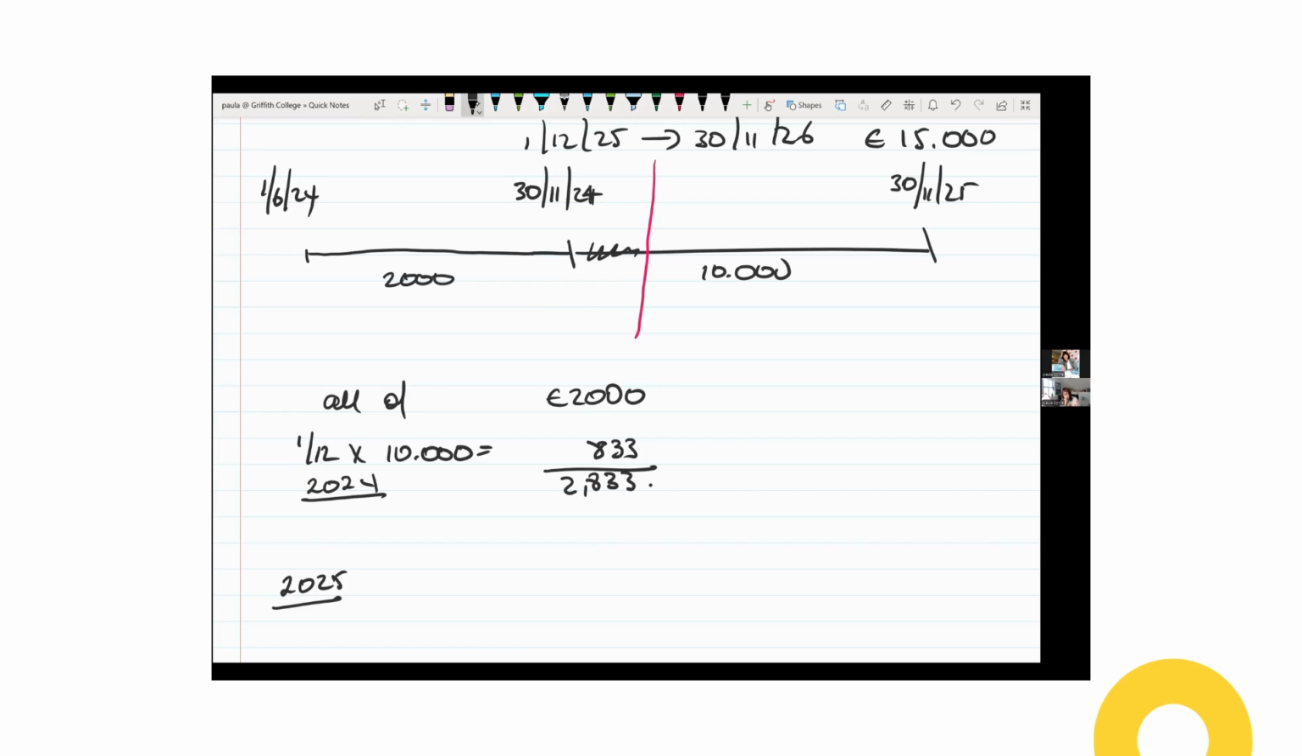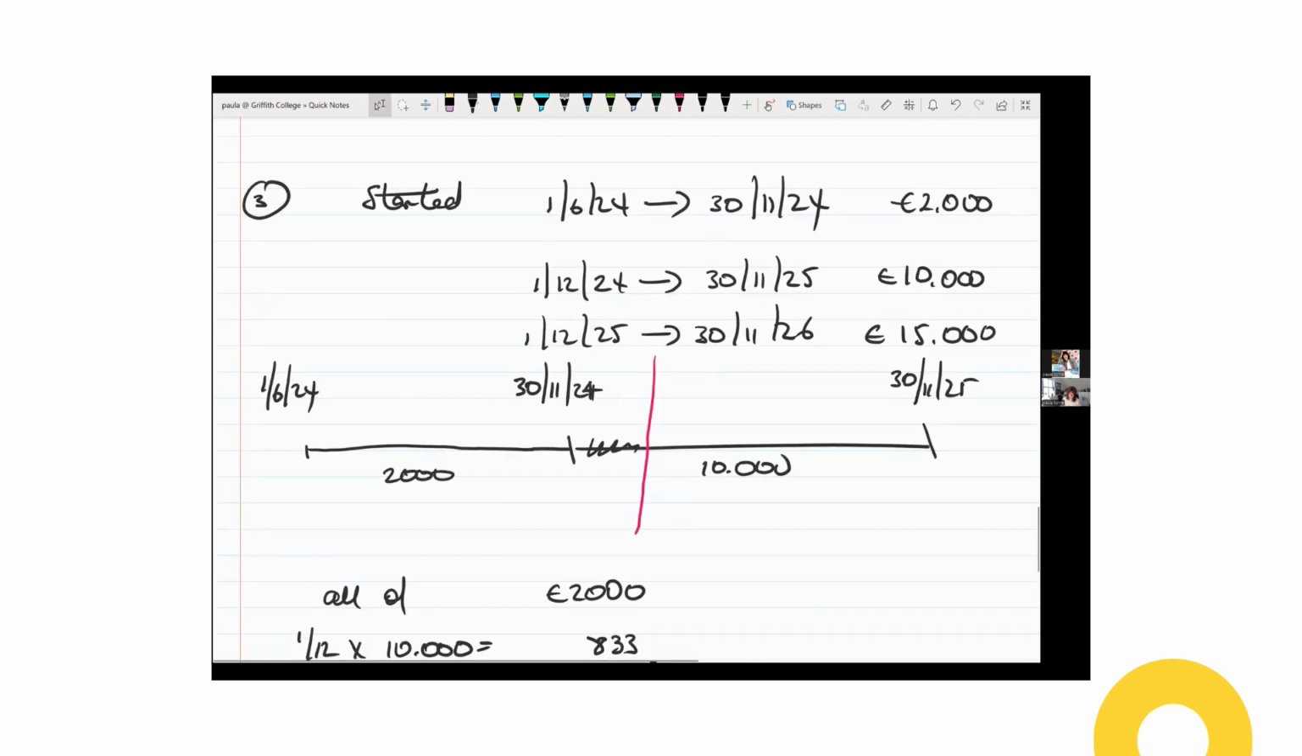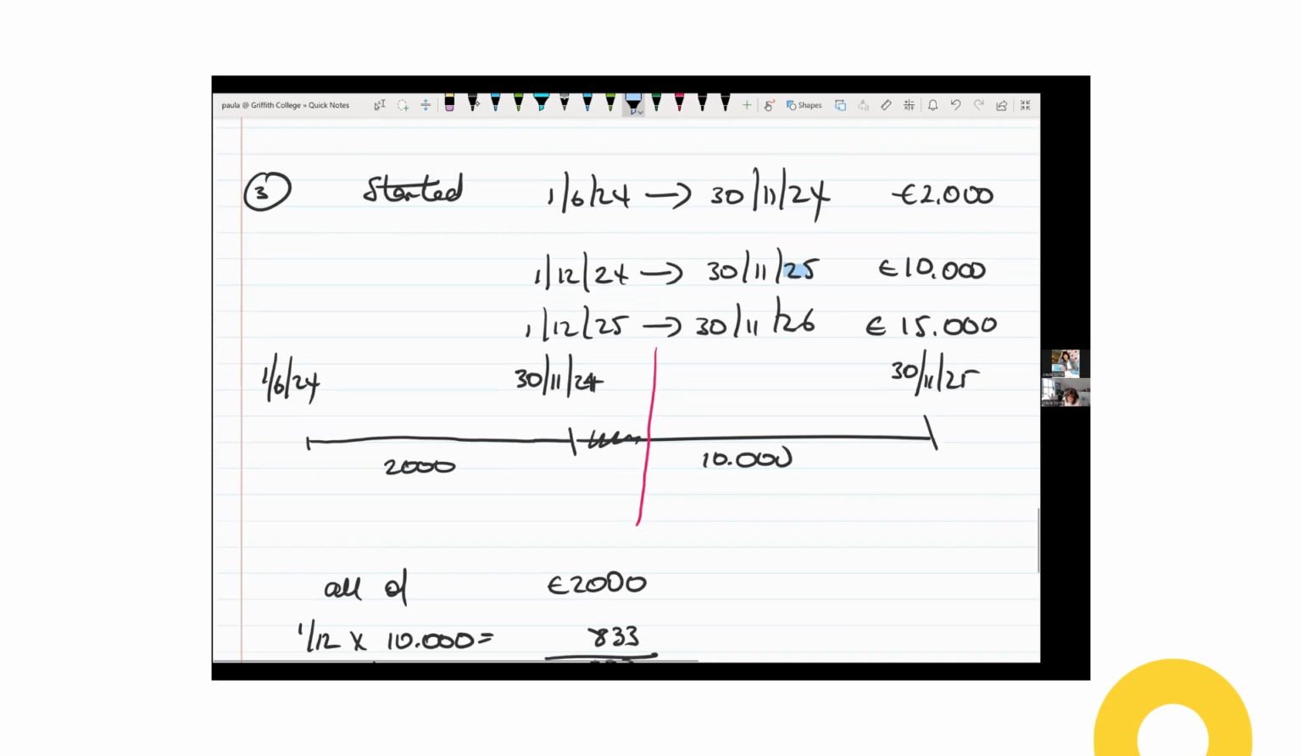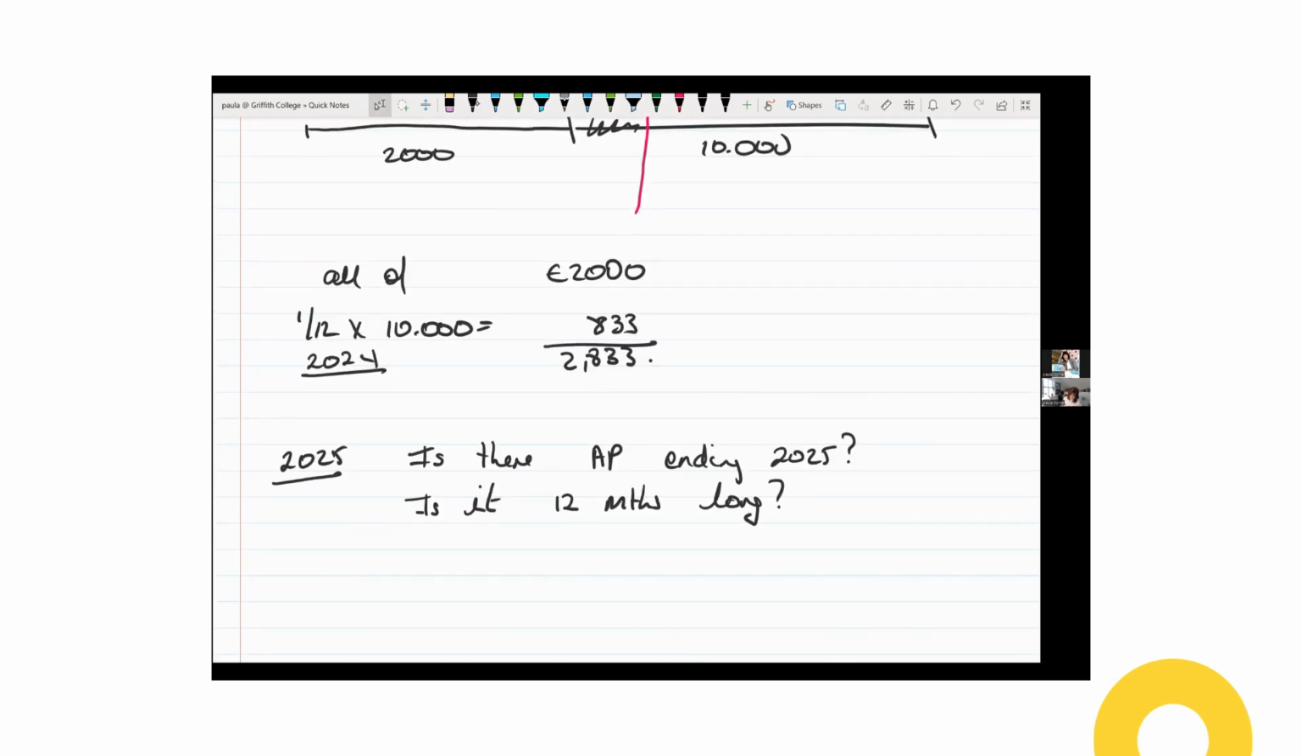is there an accounting period ending in 2025? An accounting period ending in that year? And is it 12 months long? So I can see there is an accounting period ending in 2025 and it's 12 months long. So therefore, I will pick up that 10,000. And the answer is yes, yes. So the assessable profits for year two are 10,000.